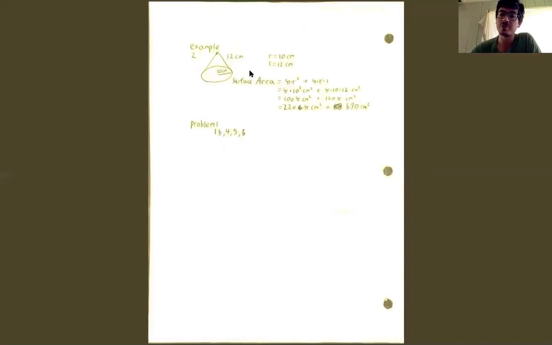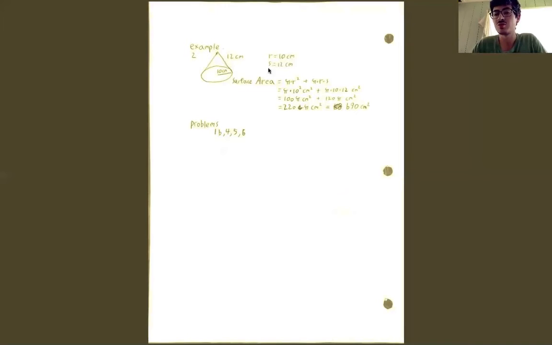Again, I've given you a diagram where I've given you the radius of the circle and the side length of the cone. The first step is a pretty important step, because especially when you get more complex shapes, there are a lot of different numbers out there, and it's hard to realize which number to put where. So first step, the radius, r, is going to be 10 centimeters, and the side length, s, is going to be 12 centimeters.